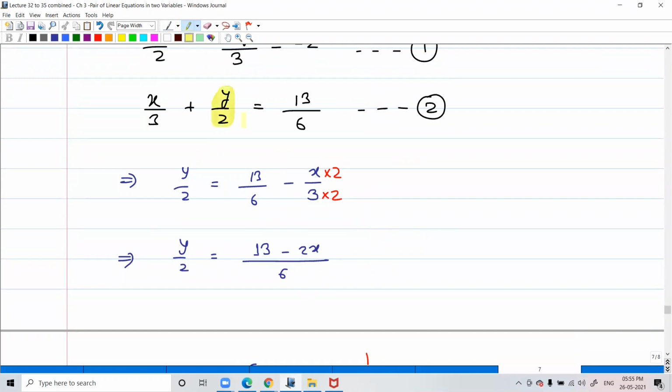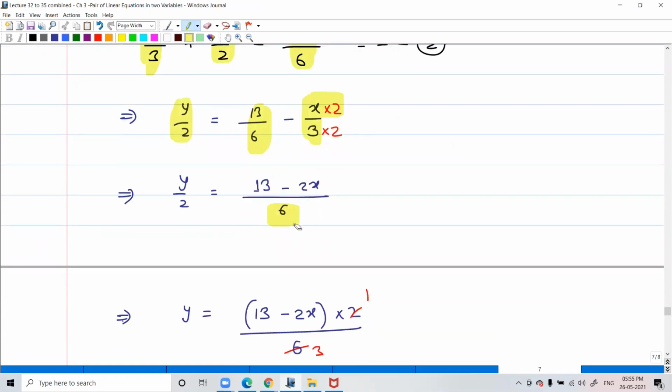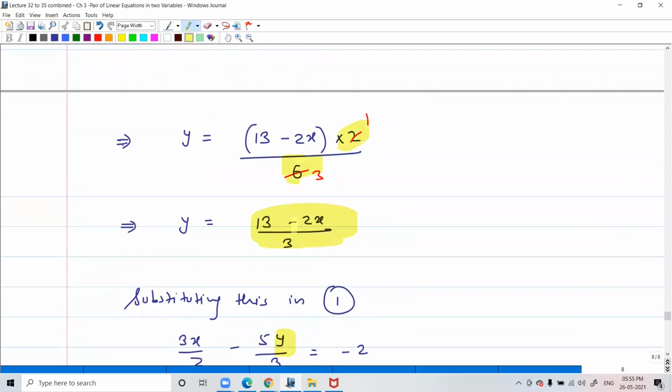I took the second equation and I wrote it as y by 2 is equal to 13 by 6 minus x by 3. And then I made the denominator the same, 6, and then I wrote it as 13 minus 2x. Transposing 2 to the other side, it will be written as 2 times this number. Then you cancel this 2 and 6. And this is what you get as the y value. Okay? Everyone is okay with this so far?